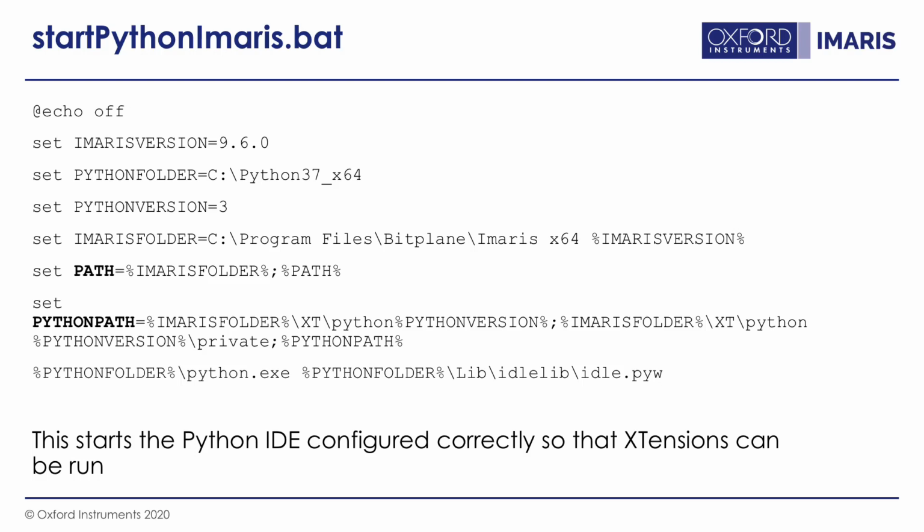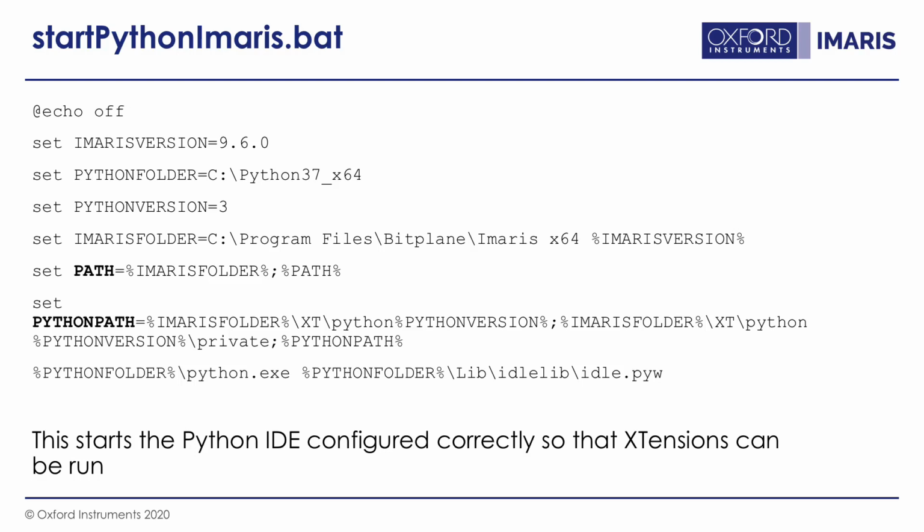The second thing we have to set is Python path. Python path is a special environment variable that is read by Python, and when Python launches, it looks through all these paths for modules. It will also search the current folder for modules.